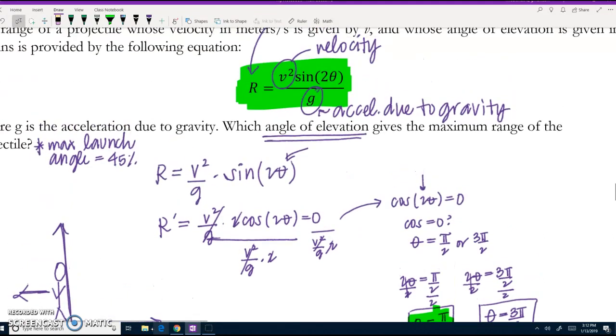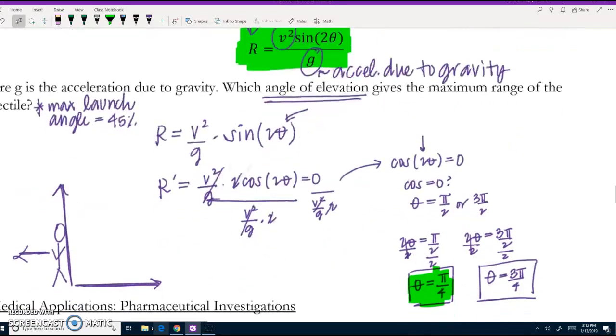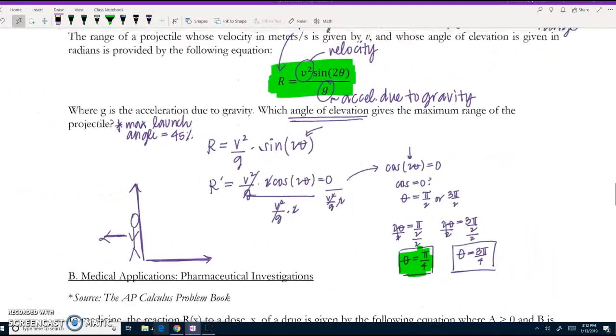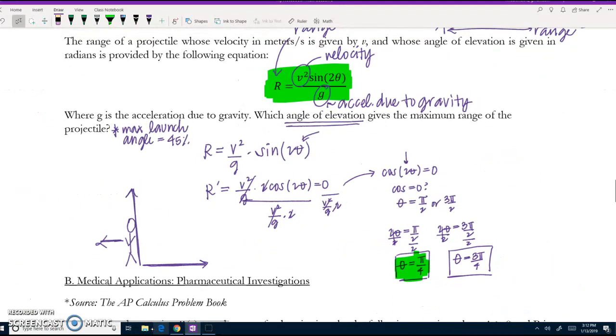So that's this problem. Really all we care about is the sine of 2 theta. That's all you're more or less maximizing in this case. So I hope that one is clear for throwing things in the air.